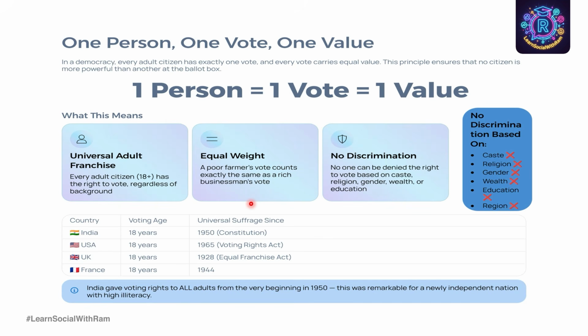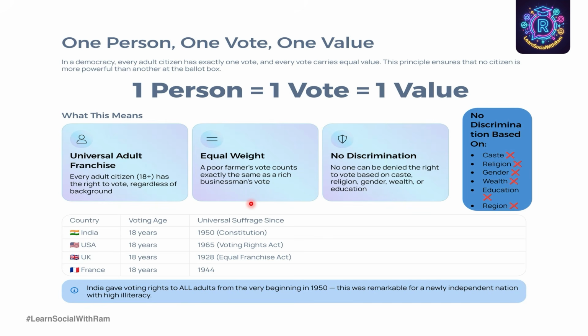In India, every adult citizen who has completed the age of 18 and above has voting rights, and this is also called universal adult franchise. There is no discrimination on the basis of caste, religion, gender, wealth, as well as education. Everyone gets equal voting rights.